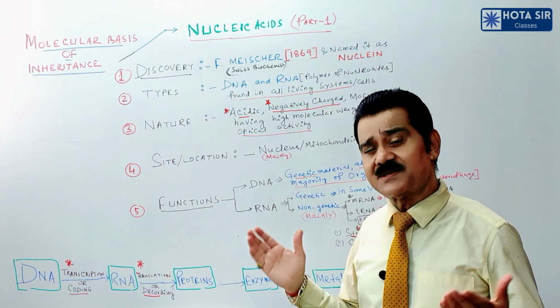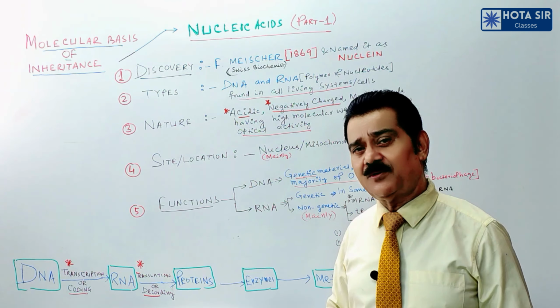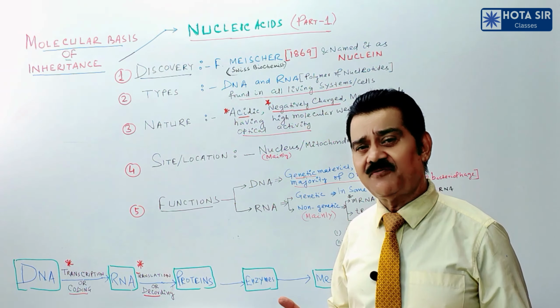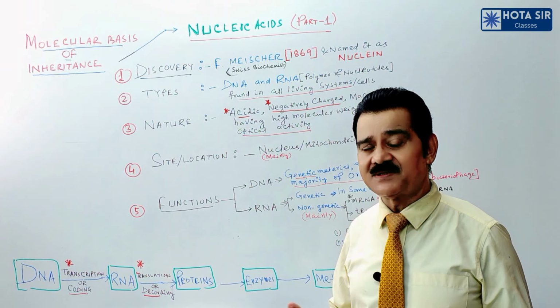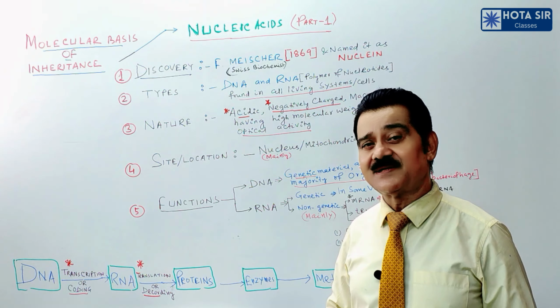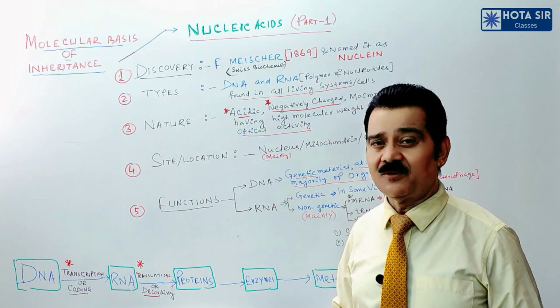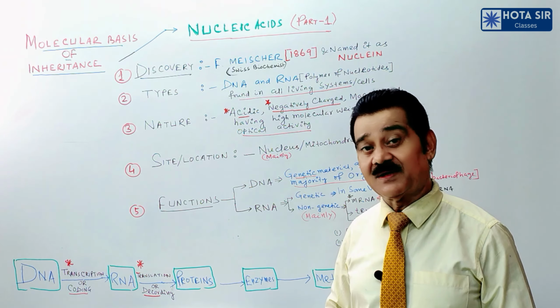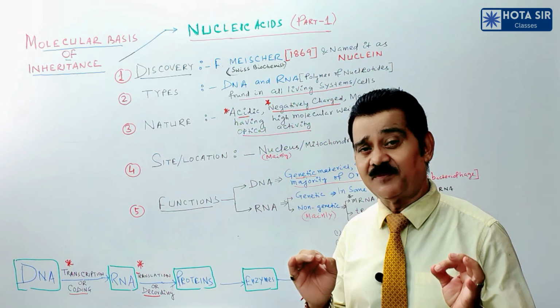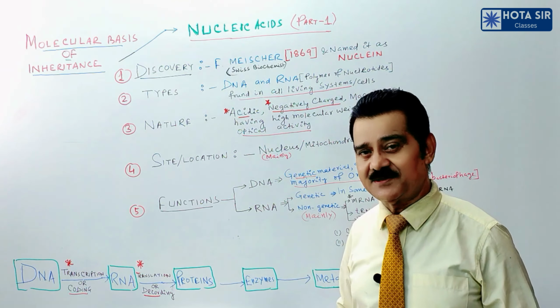Okay. Now come to the site of the nucleic acid. Nucleic acids are mainly found in the nucleus. Apart from that, nucleic acids are also found in mitochondria, chloroplast, and even in the cytoplasm of the cell. But the main site or location of nucleic acid is nucleus.